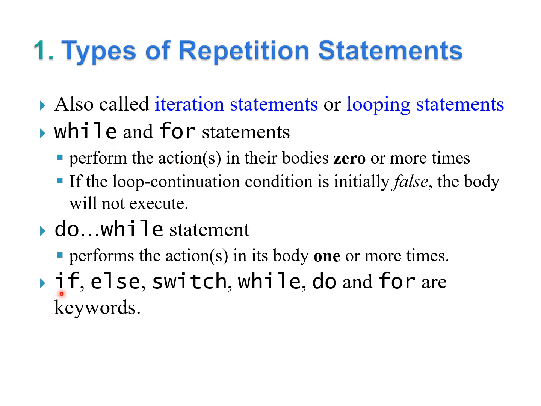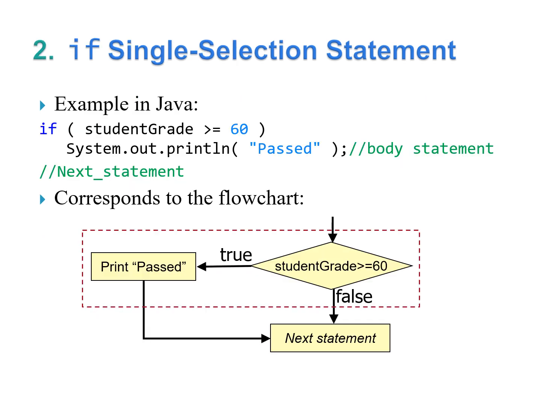The words that indicate the selection and repetition structures in Java are keywords. So those are if, else, switch, while, do, and for. In section 2 of this video, we will cover the if statement and the if-else statement.